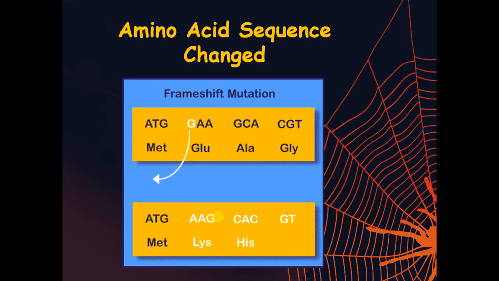So let's look at that same example with an amino acid sequence. Look at the top. Our set of four codons and the four matching amino acids. If we remove the G, look how it changes all of the amino acids starting with the glutamate and after.